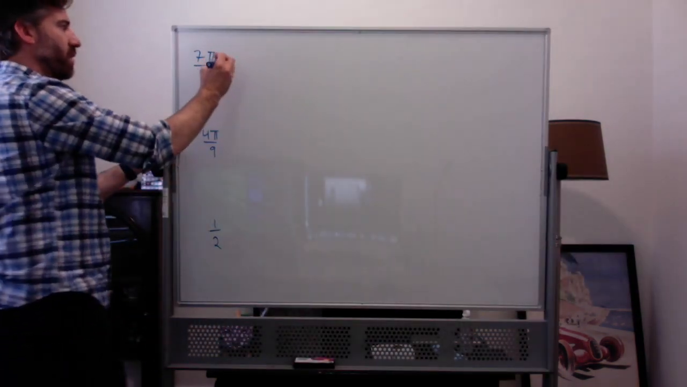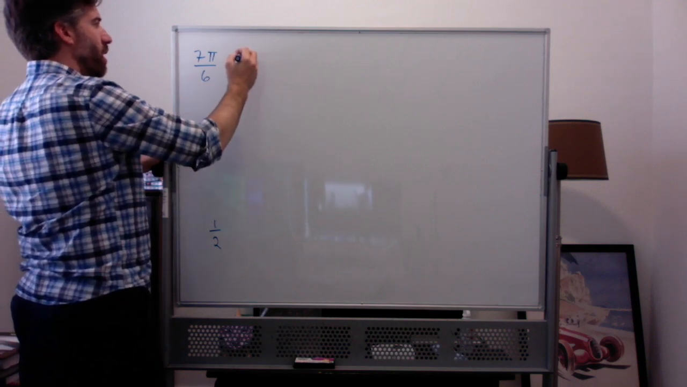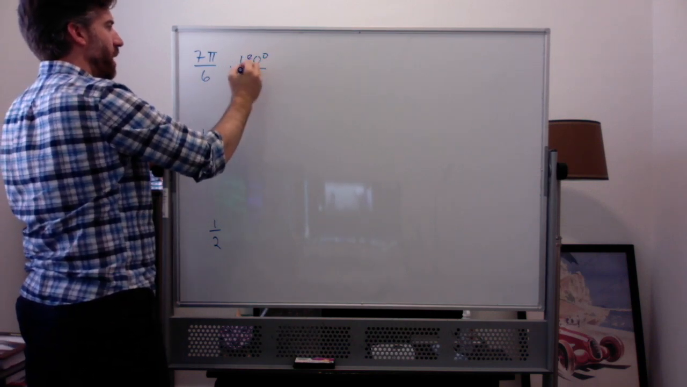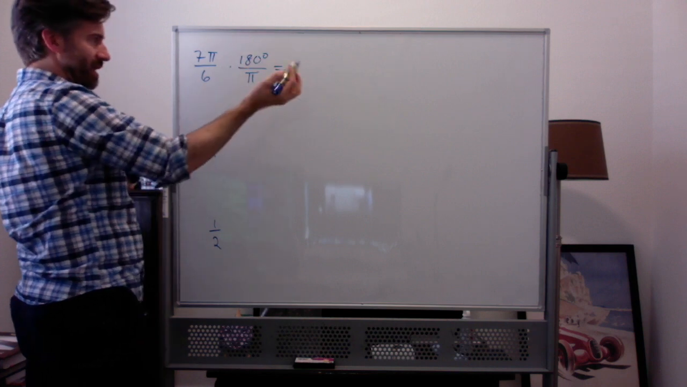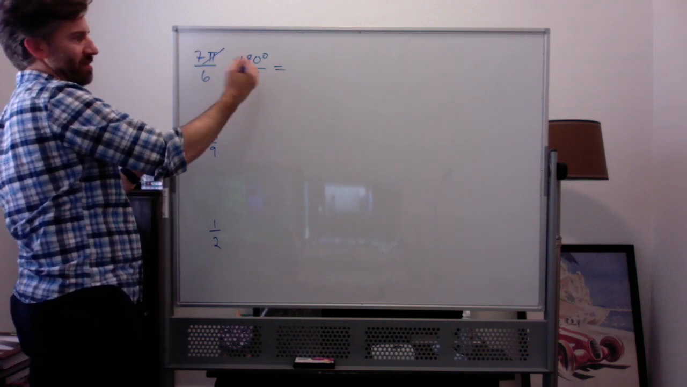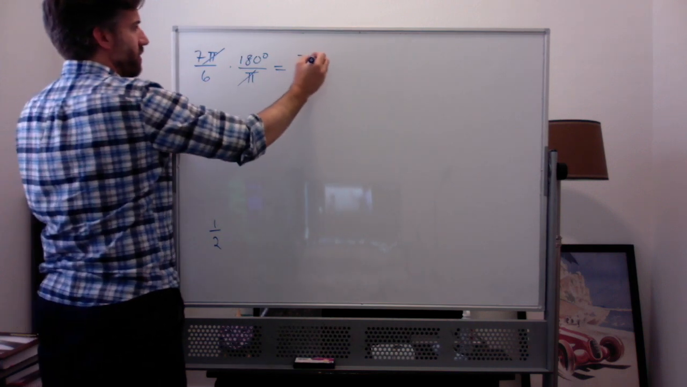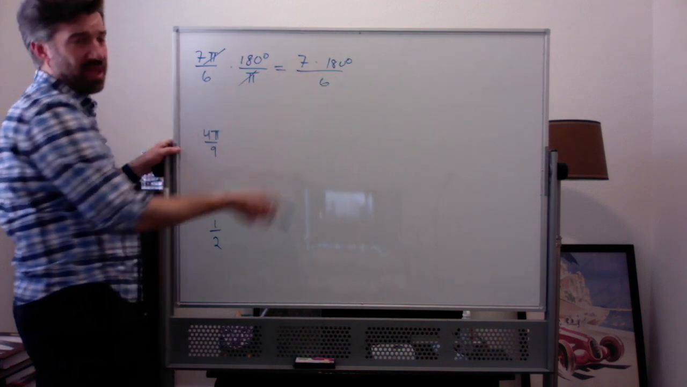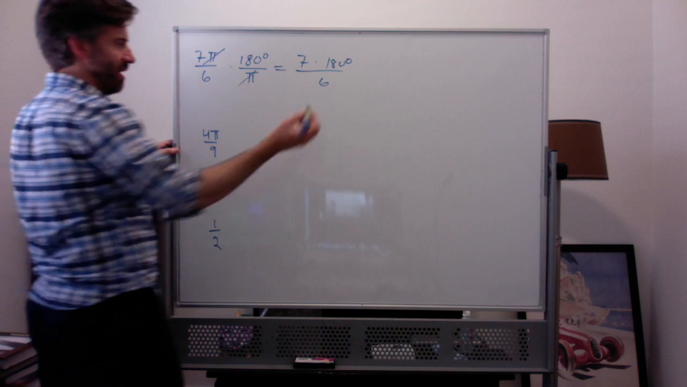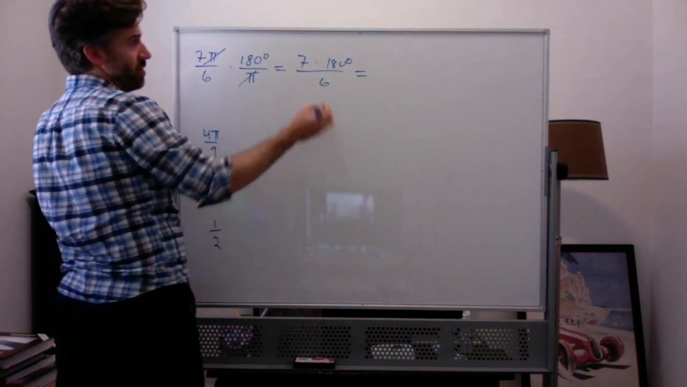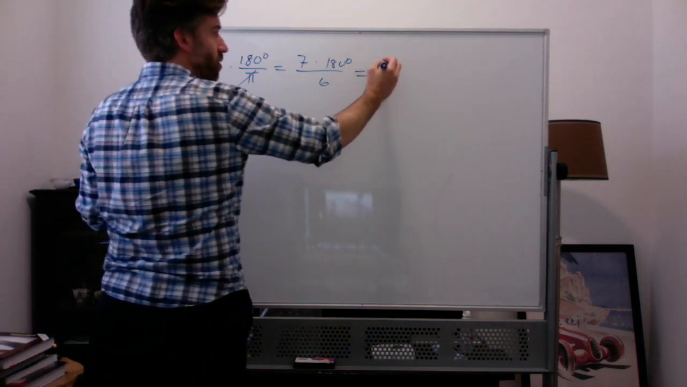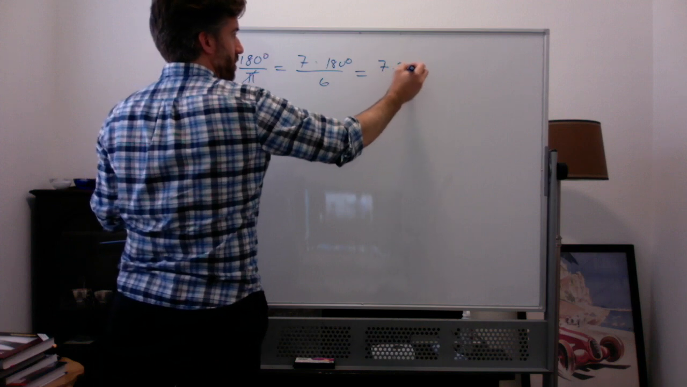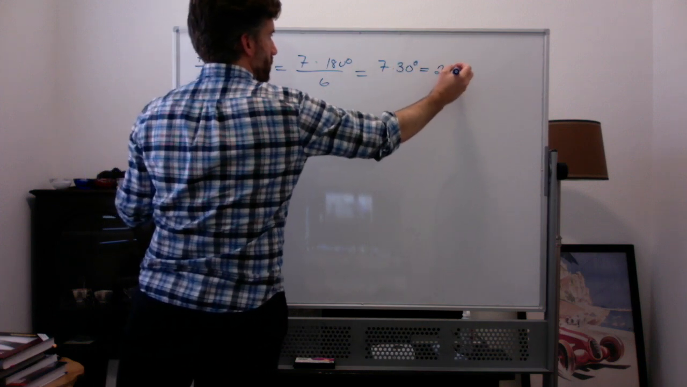7 pi over 6. Again, we're going to multiply by 180 degrees over pi. The pi's cancel, right? So you get 7 times 180 degrees over 6. Again, don't do 7 times 180 first. I don't know what that is. I think it's 1260. Instead, do 180 divided by 6 is 30. So you get 7 times 30 degrees, which is 210 degrees.